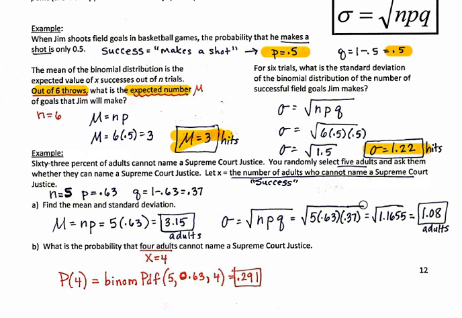Now, I would interpret this as the expected number of hits would be 3. We would expect Jim to hit 3 shots. And a typical deviation from that over a number of trials would be 1.22.